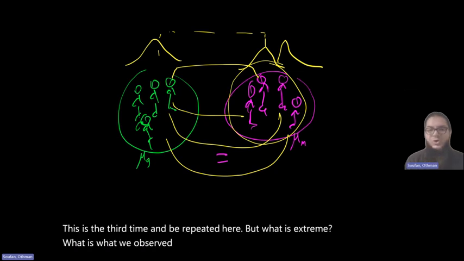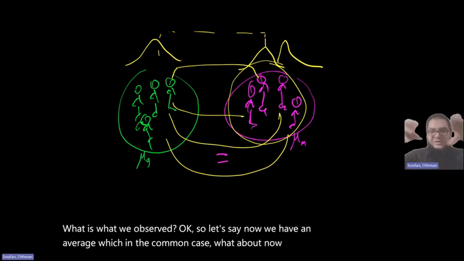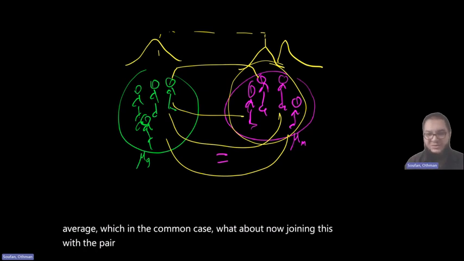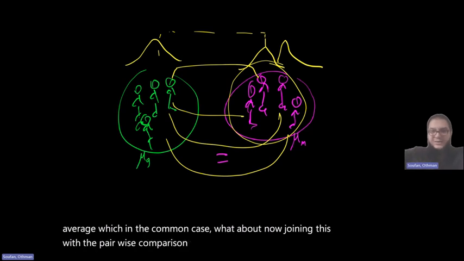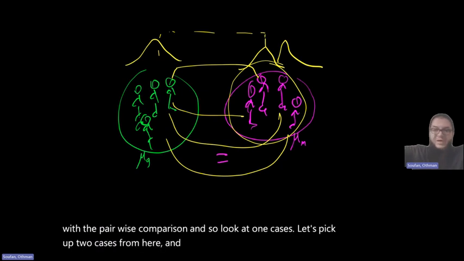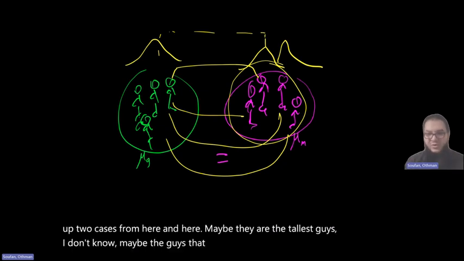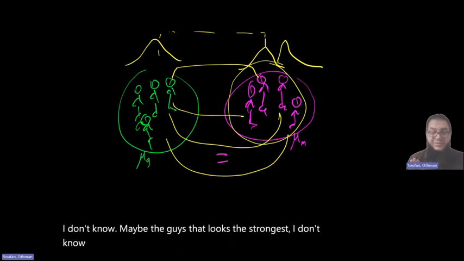Let's say now we have an average, which is the common case. What about now joining this with the pairwise comparison? Let's look at one case. Let's pick two cases from here and here. Maybe they are the tallest guys, I don't know, or maybe the guys that look the strongest in each team. And maybe those are what we consider the two extreme cases.